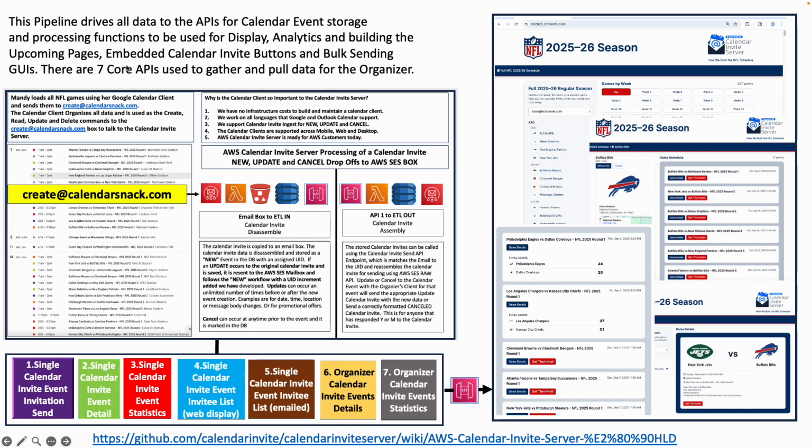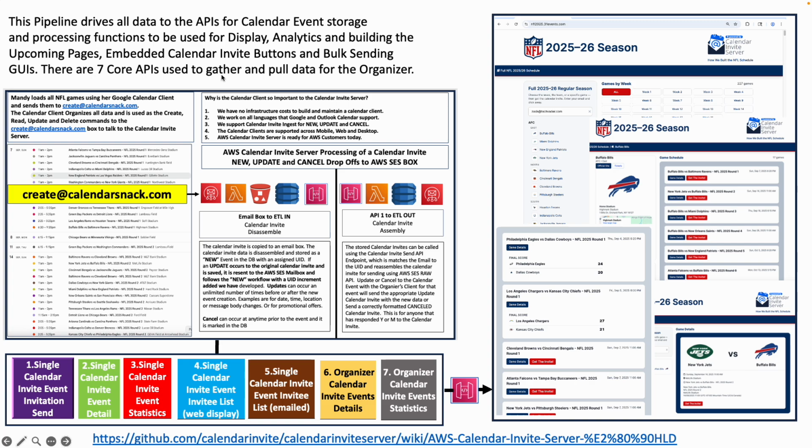This is a pipeline that drives all the data to the APIs for the calendar event storage and processing functions, to be used for display analytics and building out upcoming web pages, embedded calendar invite buttons for technologies like MailChimp or SendGrid or HubSpot. And in addition, this bulk API which we built is built into some of our GUIs, not covered here, that allow for transactional calendar invite sending to be done.